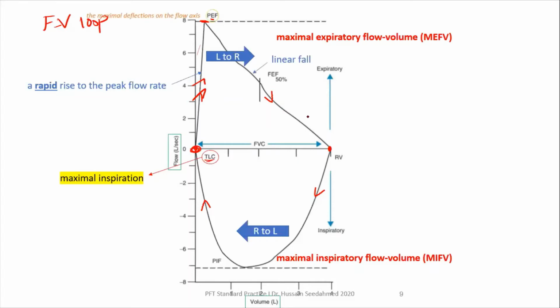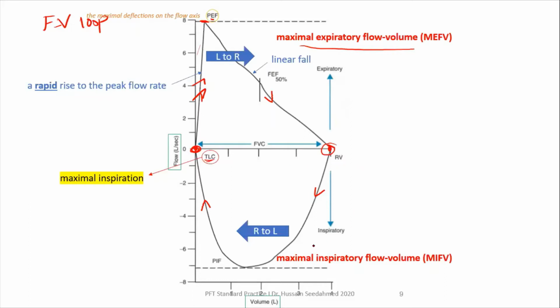For this linear fall, you ask the patient to exhale, exhale, exhale until you squeeze all the air from your lungs. We reach the point of the residual volume. So we end with the residual volume. That just gives me the maximal expiratory flow volume curve. If I want to make the loop, you should continue instructing the patient from this point, once he reaches residual volume, then you ask him to inspire hard back to TLC.